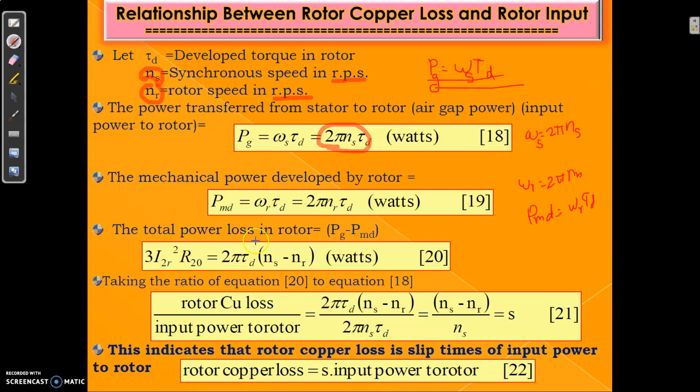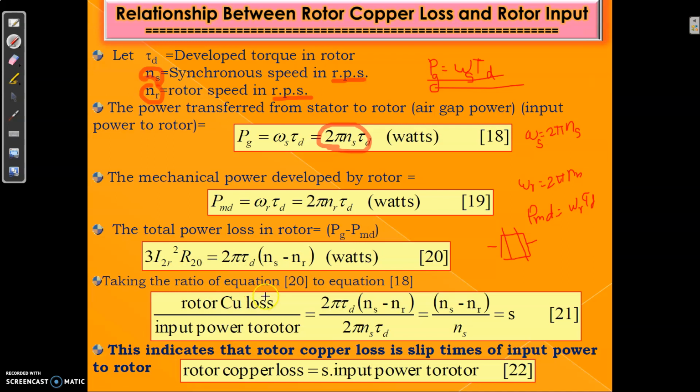In the rotor, the power loss, we just saw in the previous slide, is equal to 3 I2R squared into R20. How will this power loss be expressed? It is nothing but PG minus PMD. The stator is giving the output and the rotor is producing the output. In between there is a rotor copper loss. So that rotor copper loss is PG minus PMD. So I take equation number 18 minus equation number 19, and I will get 2 pi TD into NS minus NR.